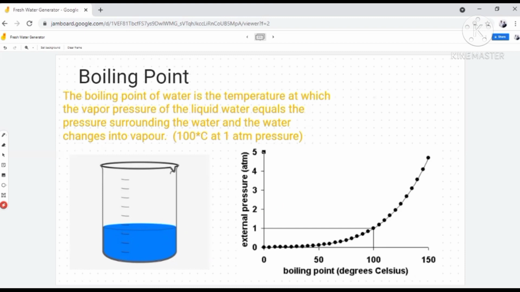You can see the graph, it shows how the boiling point of water decreases with a decrease in pressure.